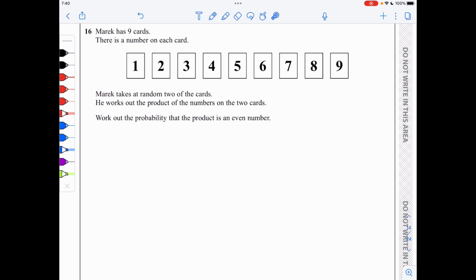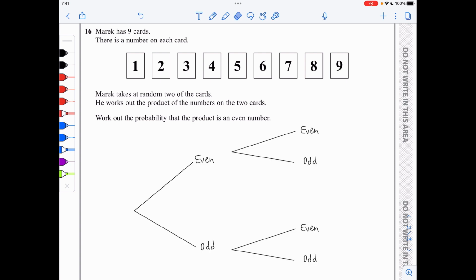In question 16, we've got 9 cards numbered from 1 to 9. We've got Marek, who will be taking at random 2 of the cards, and he needs to work out the product of the numbers on the cards. What's the product? The product is an even number. What we care about here is whether the number drawn is even or odd. We are not really interested in the actual number drawn. So we can draw up a tree diagram here, which looks something like this.